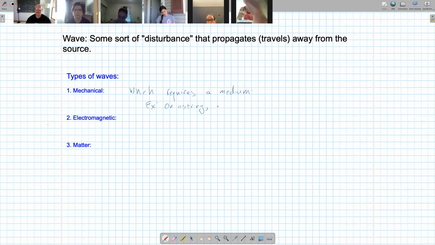Another example would be an earthquake. Right? So with an earthquake, the ground itself is shaking. Another one would be sound waves. Right? So here, sound is carried through the medium, which in this case would be air.